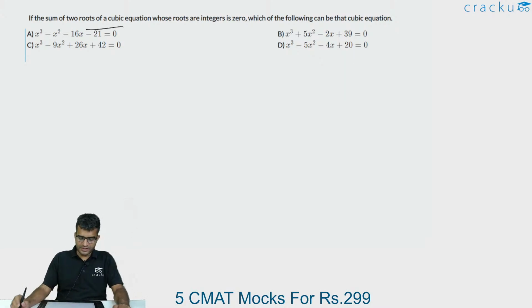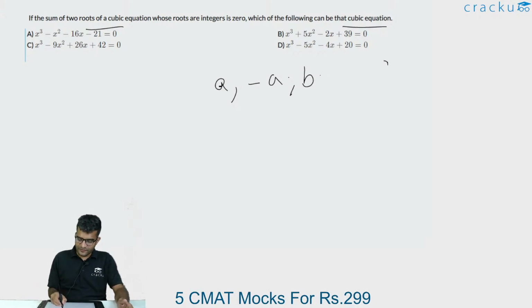In this question, we are told that if the sum of 2 roots of a cubic equation whose roots are integers is 0, then which of the following can be that cubic equation? Let us assume that the 2 roots whose sum is equal to 0 are a and minus a, and let the third root be equal to b.